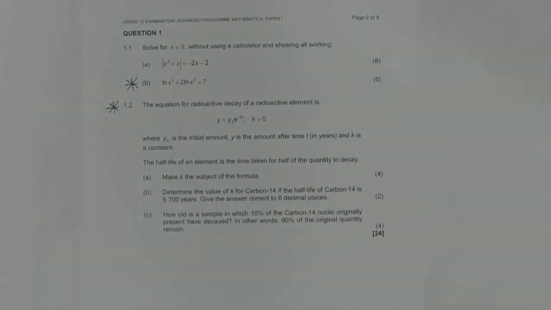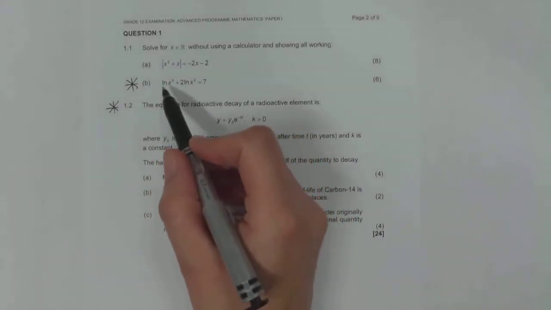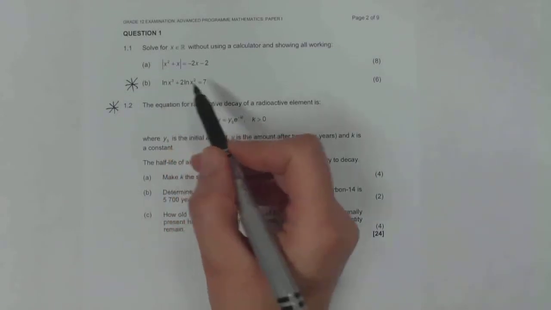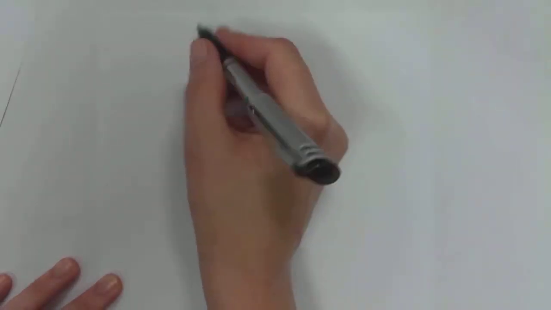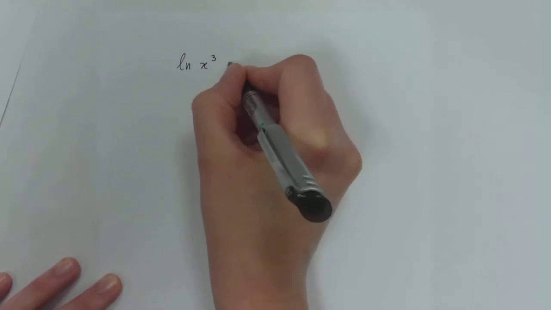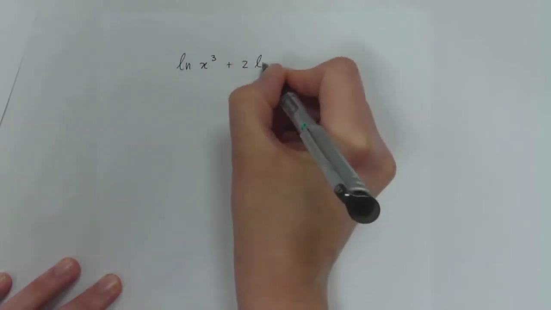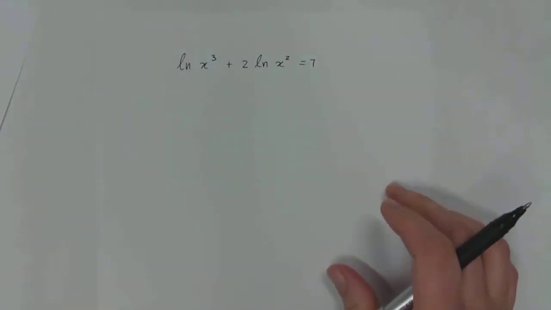So, when you look at this one, the first thing that you need to notice is that the bases are the same. Well, how do I know the bases are the same? Because I've got ln there and I've got ln there, which means it's log base e there and it's log base e there. So let's copy this down. Right, so there is my problem.